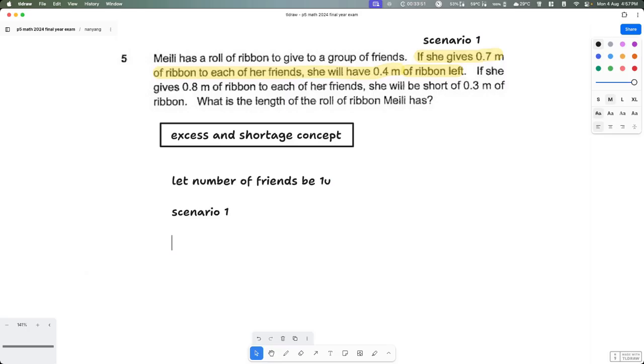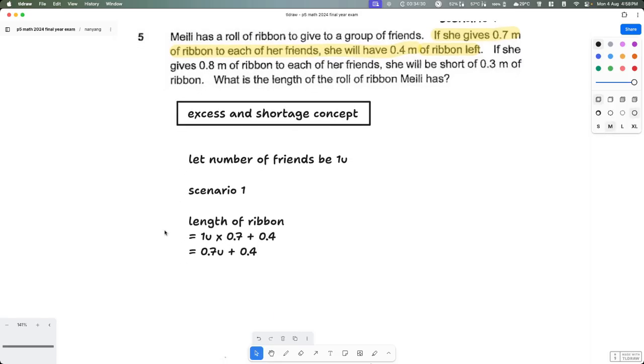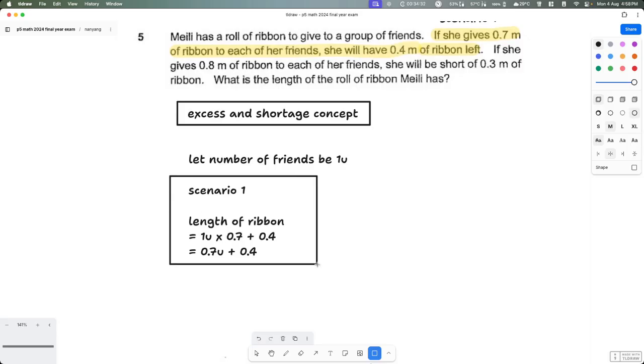So that means length of ribbon is equal to 1 unit times 0.7, and then she will have 0.4 meters of ribbon left. So that means we plus 0.4. Then this will be 0.7 units plus 0.4. So this is scenario one, like this over here.